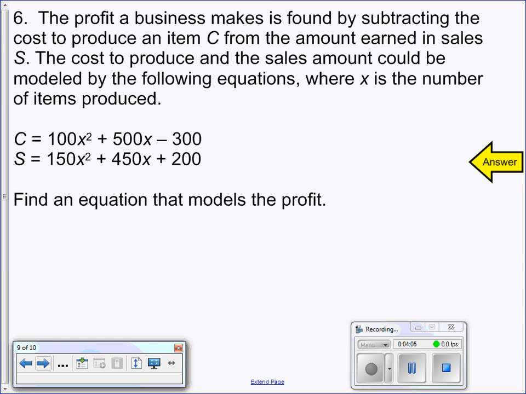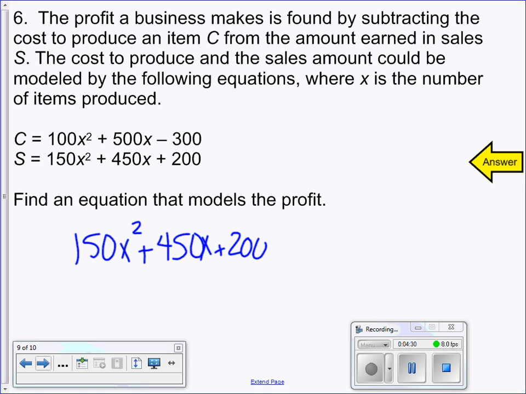The profit a business makes is found by subtracting the cost to produce an item, C, from the amount of sales, S. The cost to produce and the sales amount could be modeled by the following equations, where x is the number of items. Find the equation that models the profit. So we're going to do sales, which is 150x squared plus 450x plus 200, minus the whole cost, which is 100x squared plus 500x minus 300.